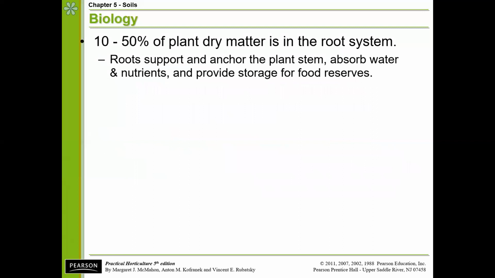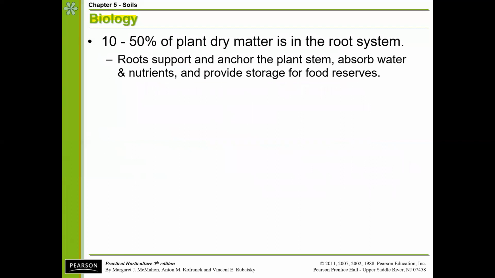The way that different life forms, the biology, interact with the soil, I mean, it's many different ways. It affects both chemical and physical weathering. The first thing that you might think of is just the root mass itself. Up to about 50% of the plant's actual dry matter is in the root system. And it could be as little as maybe even less than 10% in some cases, but up to about half.